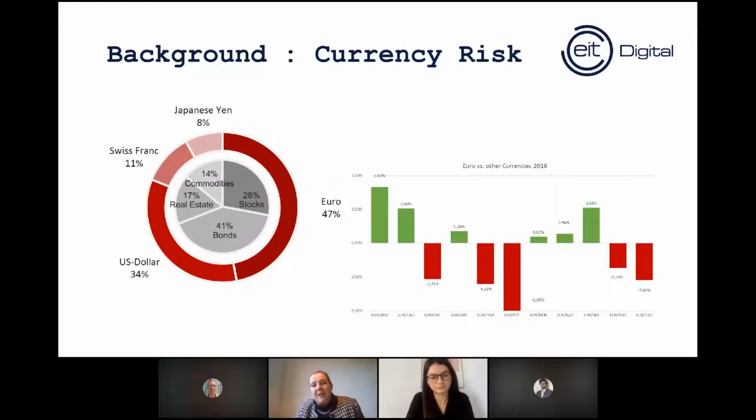To give you an impression of what can happen in the currency markets, we see an example of 2018 indicating the performance of the individual currencies against the euro within 1 year. We can see that there are large differences. There are currencies like the Japanese yen, which lost 7%, and other currencies which made gains against the euro. So this can change very quickly, but you can imagine which effect this can have on your portfolio.